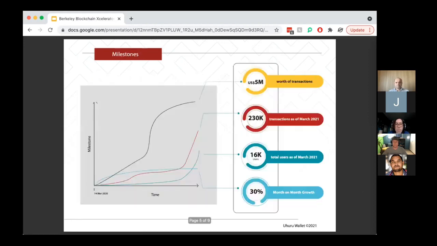So far, these were the stats that we took at the end of March. We have processed more than 5 million worth of transactions. We have seen about 230,000 transactions processed via our asset on Stellar. This number has changed significantly. Now we're sitting at about 24,000 subscribers, and we're seeing 30% growth month on month.